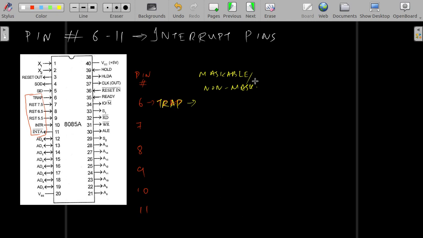So interrupts come in two ways as far as maskability is concerned: maskable and non-maskable. If an interrupt is maskable, we have the provision to not entertain that interrupt. If an interrupt is non-maskable, you don't have a provision to not entertain it. You have to entertain the interrupt no matter what. Whenever a non-maskable interrupt comes, you have to execute it. And it so happens that TRAP is a non-maskable interrupt.